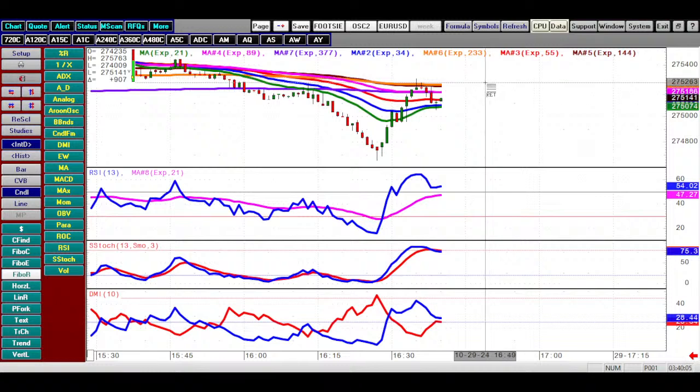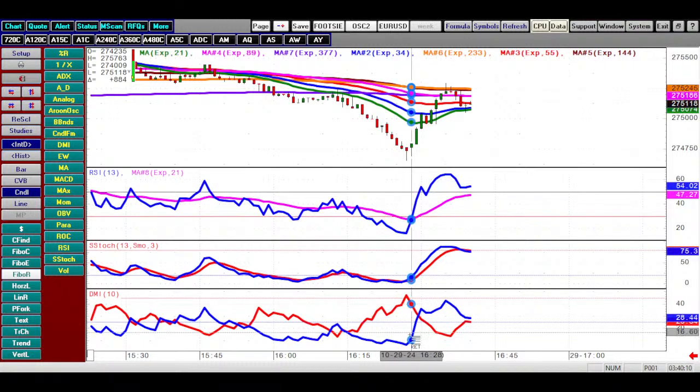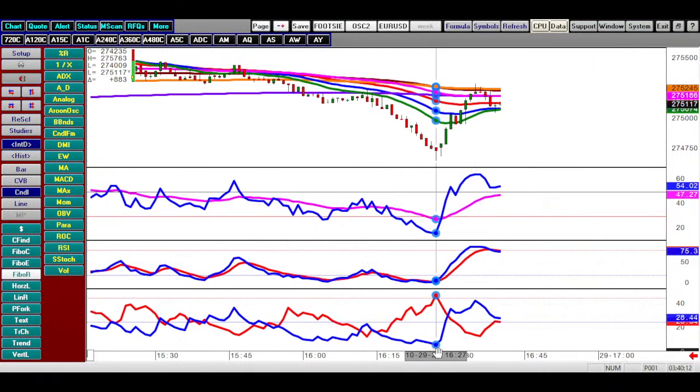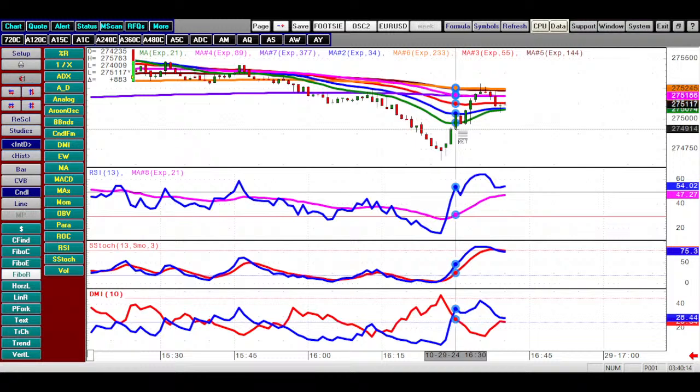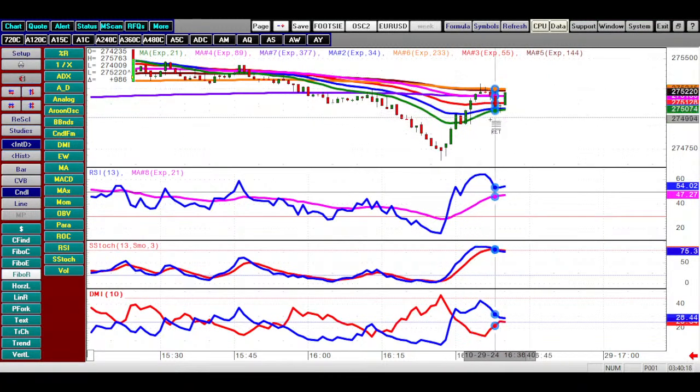Okay, so we have to give some time, because as of now, because the pullback was too strong, within a few minutes this market has already moved up. So this may be the low. Okay, but let me see.